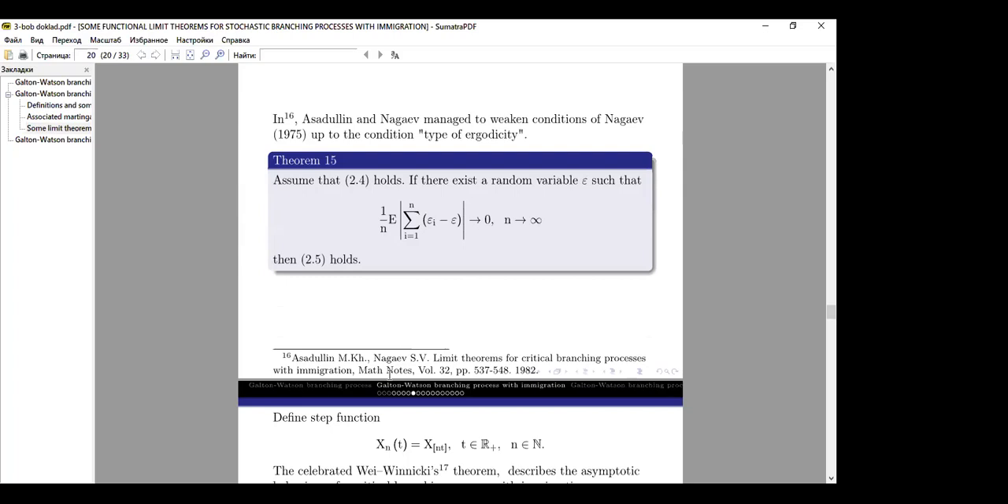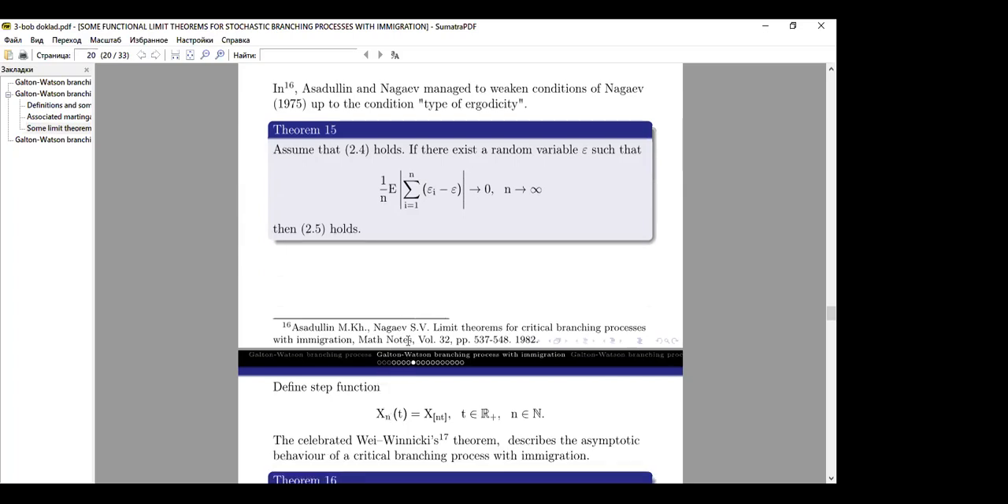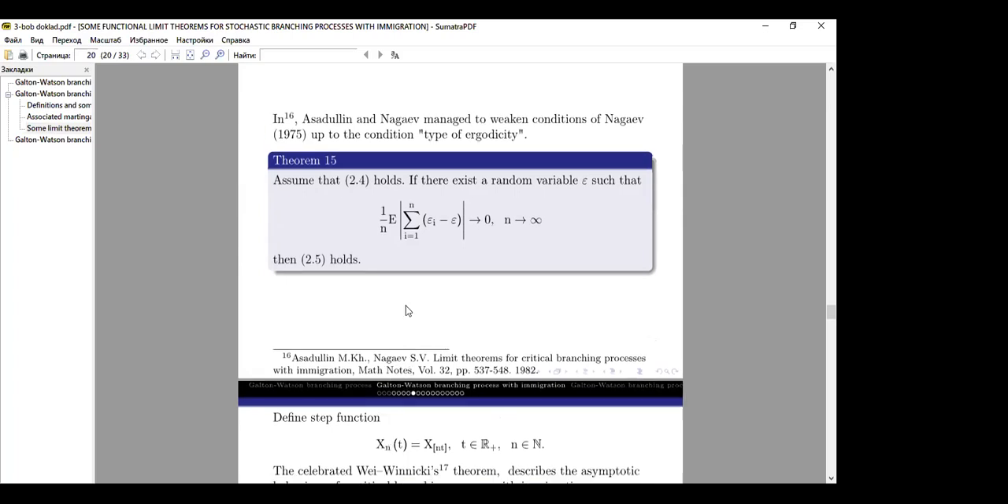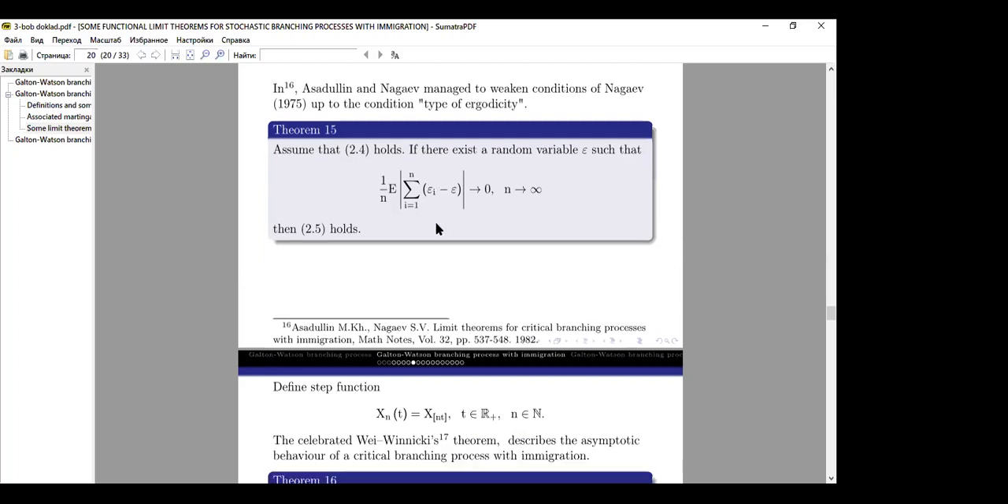We define the step function. Am I right that it means even that this epsilon i can be heavily dependent? For example, they all can be equal to this random variable epsilon. Yes. So this is not only non-ergodicity, but something else. Okay. Yes. Thank you.